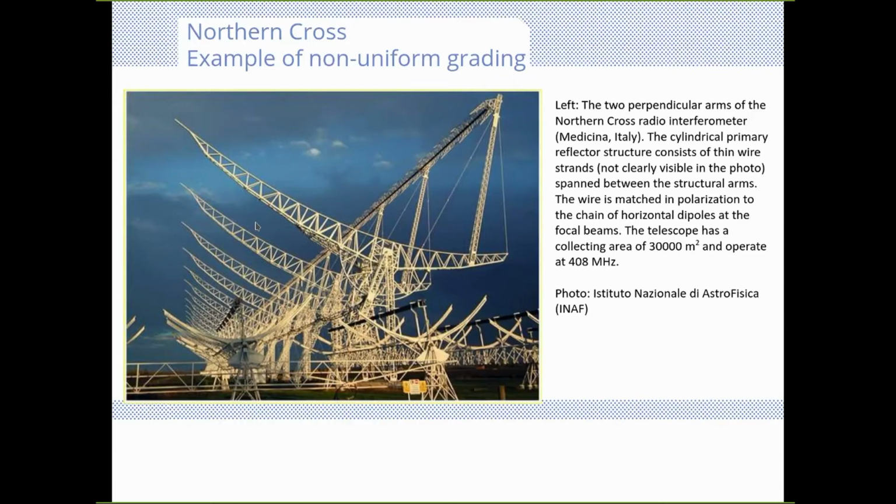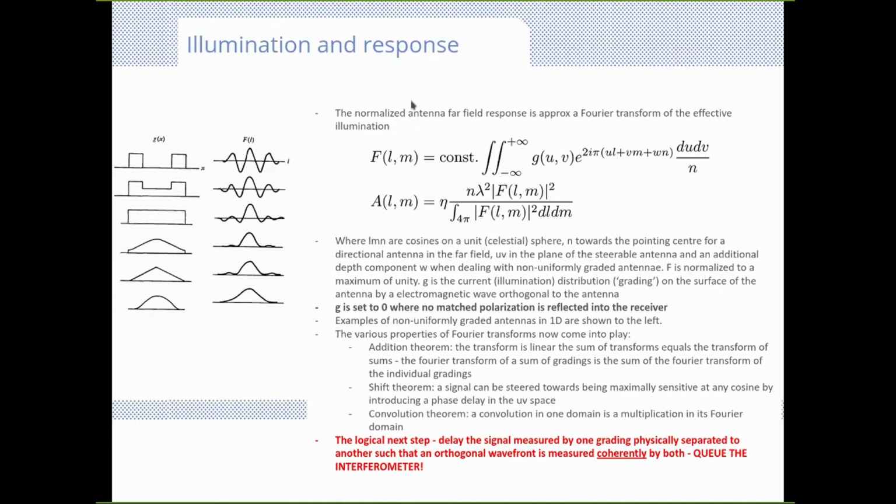So remember that we need to match everything to the polarization of the measuring dipoles here. So this will only be sensitive to horizontally polarized light in this case, right? The telescope has a combined collecting area of about 30,000 square meters, so it's quite large, and it's operating at 408 megahertz. Now, that's one example where you have non-uniform grading on the aperture, right?